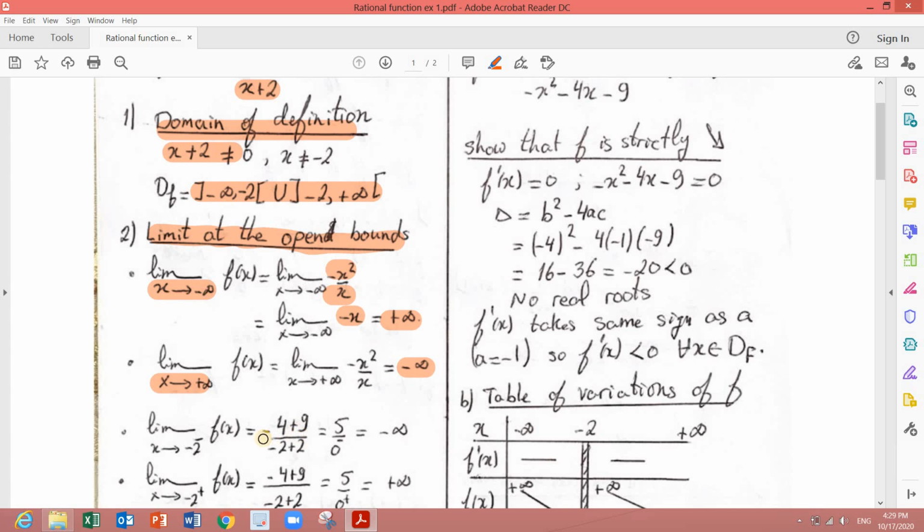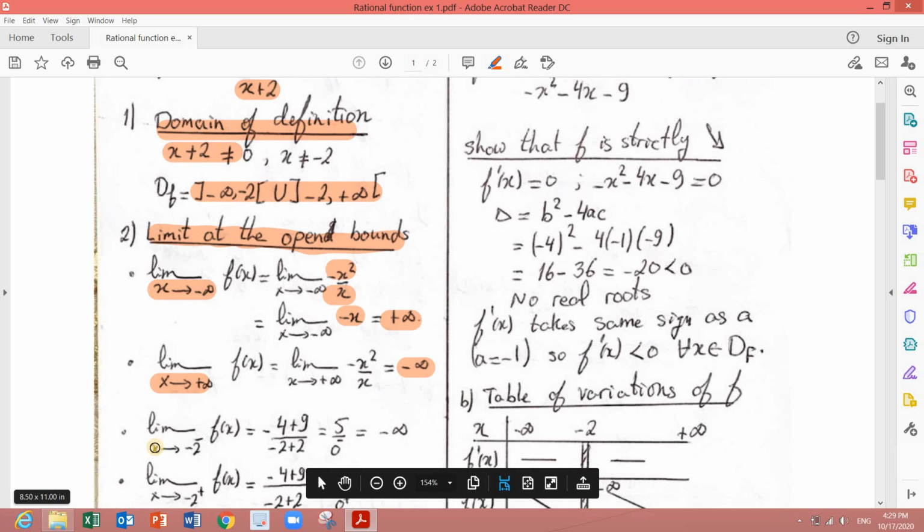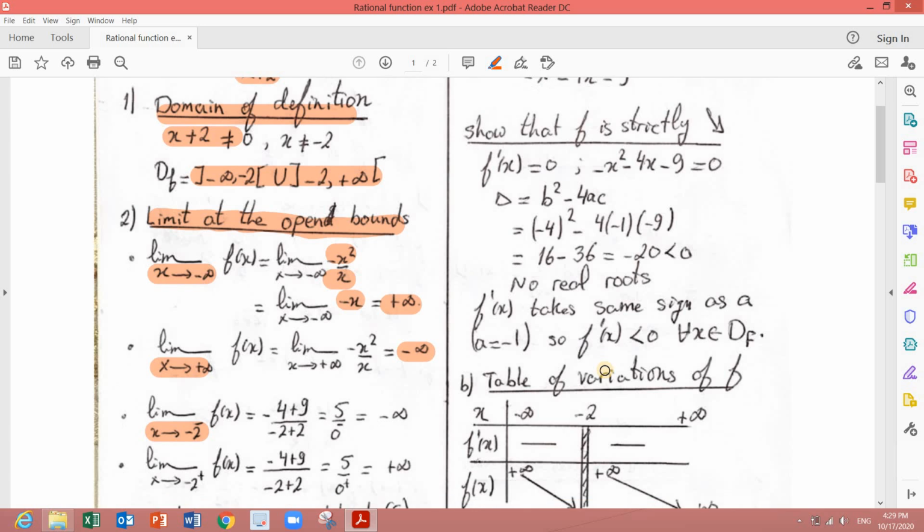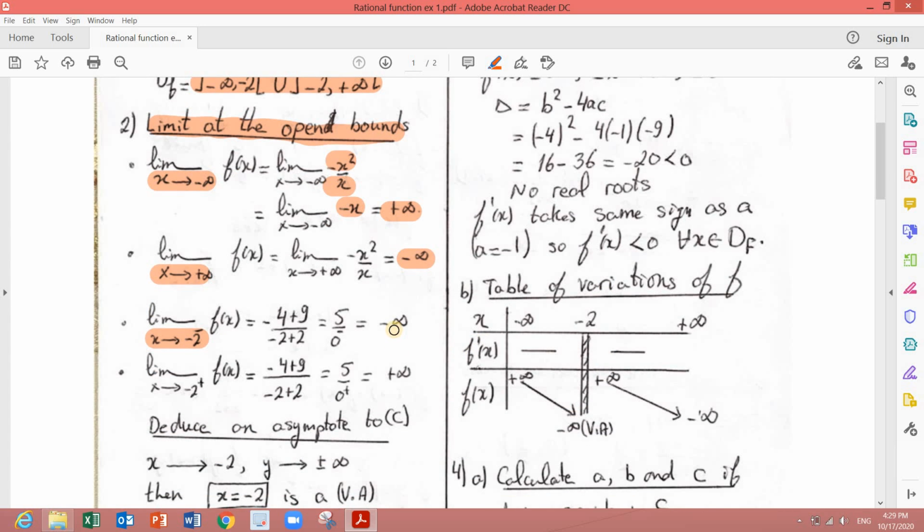The third open boundary is x tends to minus 2 minus. Limit of f(x) as x tends to minus 2 minus. We replace x by minus 2. We don't take the highest degree, we only replace x by minus 2. If we replace x by minus 2, we get minus 4 plus 9 over minus 2 plus 2. We get 5 over 0 minus, which is minus infinity.